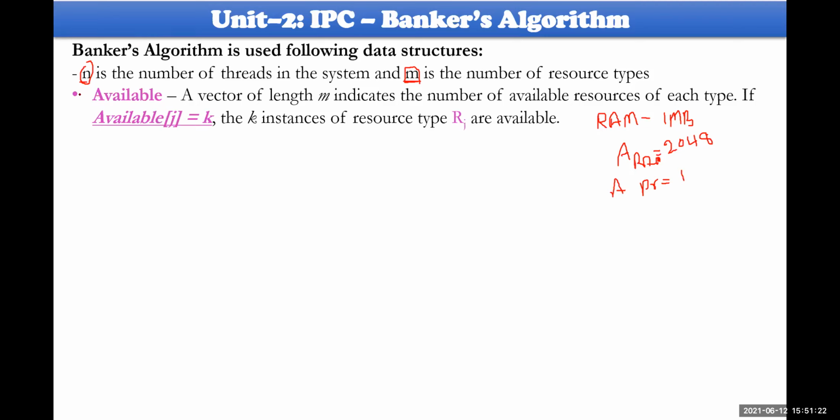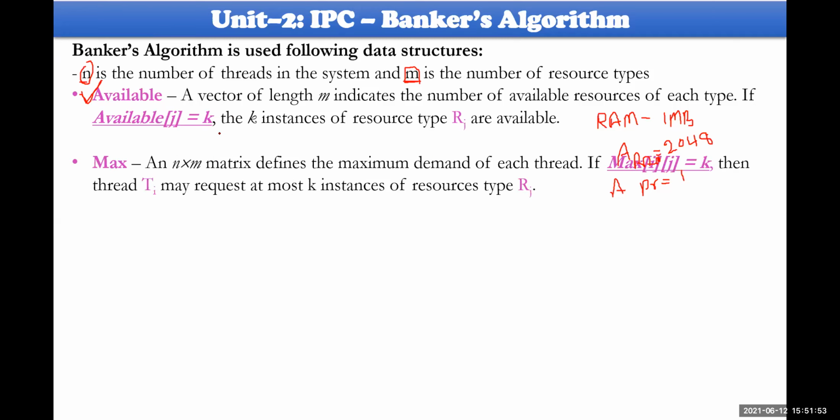This Available is taken into consideration by any thread. It gives the total number of resource types available in the system, not under a particular thread or process. Under that system, how many resources have been connected, that is the information regarding Available. It is a vector array which gives you a glance at all available resources.